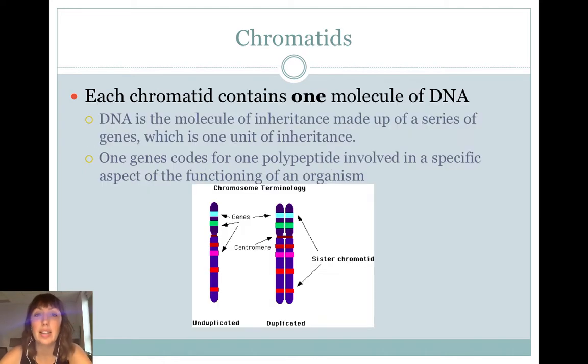Each chromatid contains one molecule of DNA. So DNA is the molecule of inheritance that is made up of this series of genes, right? Which is one unit of inheritance. One gene codes for one polypeptide involved in a specific aspect of functioning of an organism. Okay, so like how well your liver is going to function is partially based on genetics.